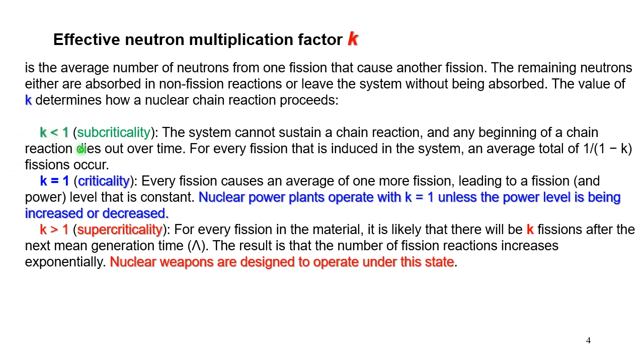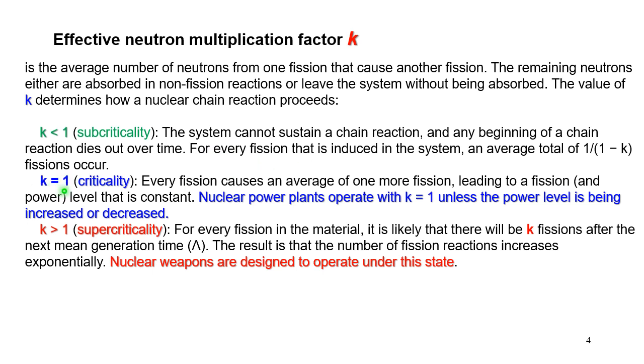If K is smaller than 1, subcriticality, the system cannot sustain a chain reaction, and any beginning of a chain reaction dies over time. For every fission that is induced in the system, an average total of 1 over 1 minus K fissions occur, and game over, it stops.